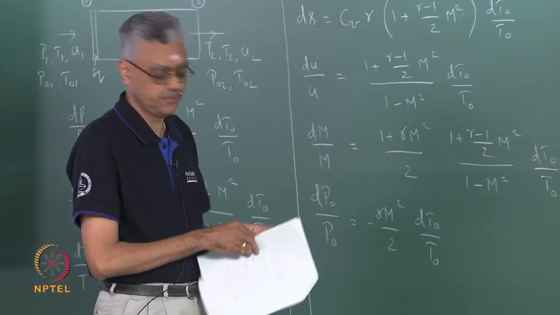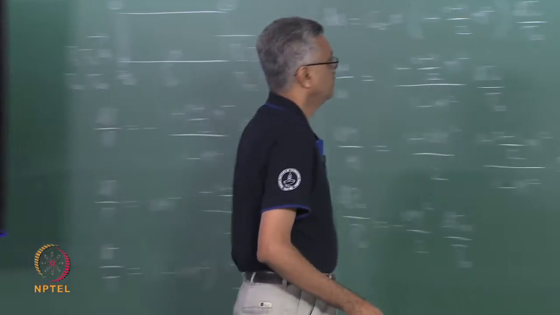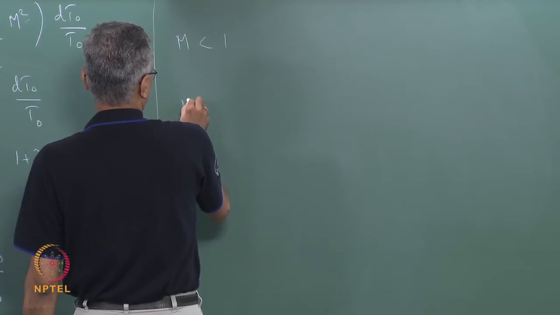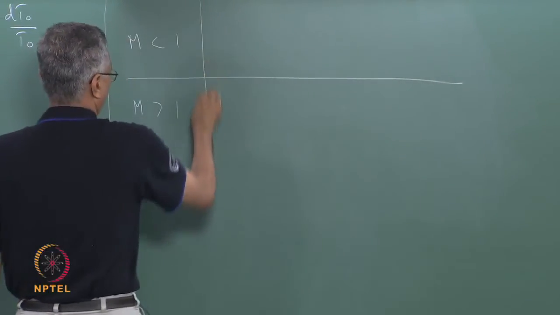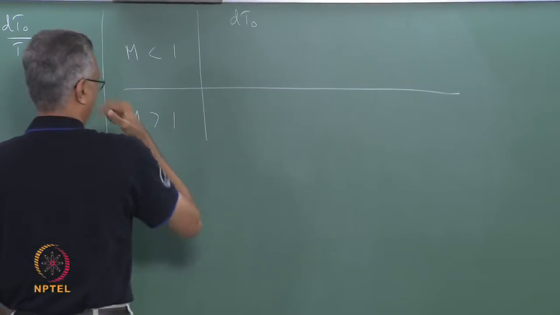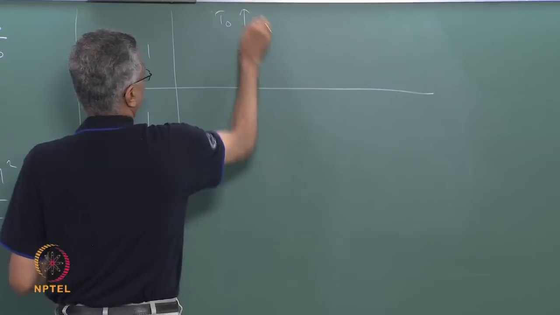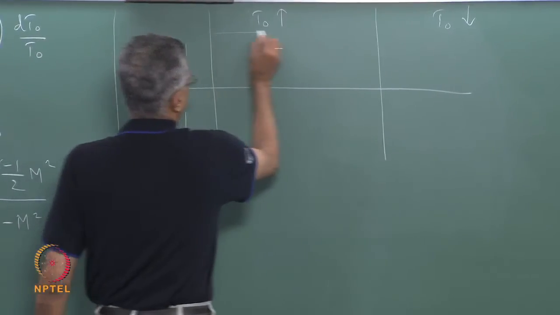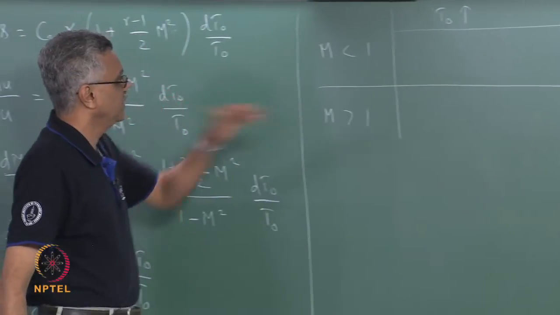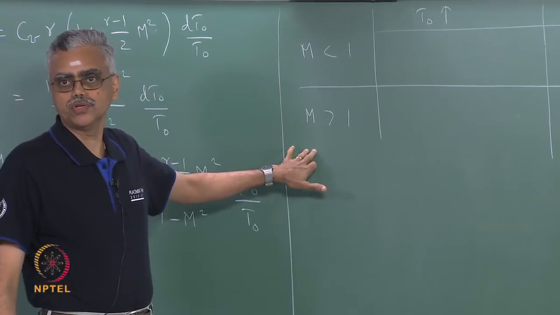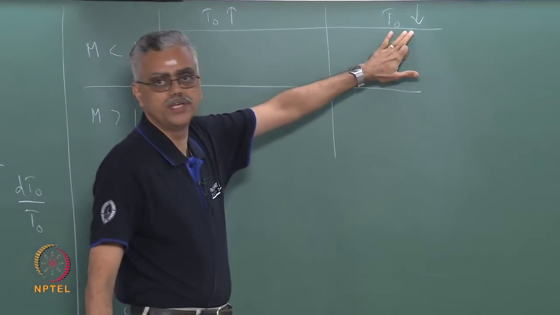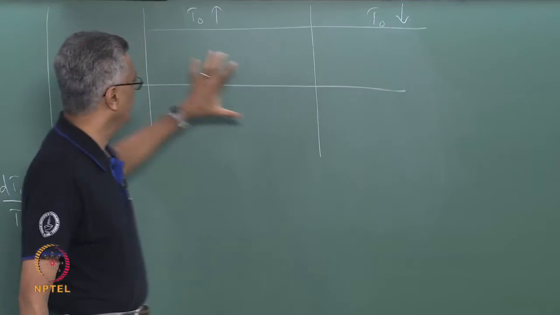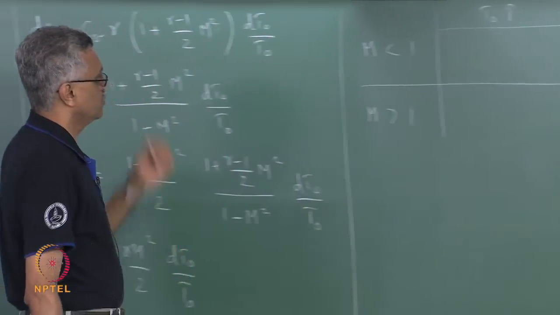So what I am going to do next is the following. We are going to look at two situations. So I am going to tabulate what happens when I add heat to a subsonic flow and to a supersonic flow. Similarly, you can see what happens when I remove heat from a subsonic flow and a supersonic flow, although, as I said earlier, this is not generally of interest to us. So I am going to concentrate only on the situation when we add heat to a subsonic flow or a supersonic flow.